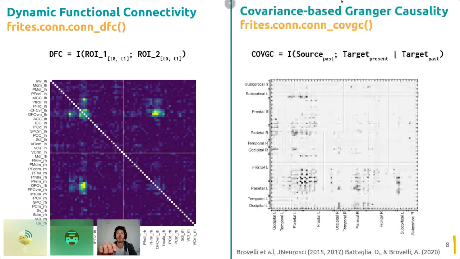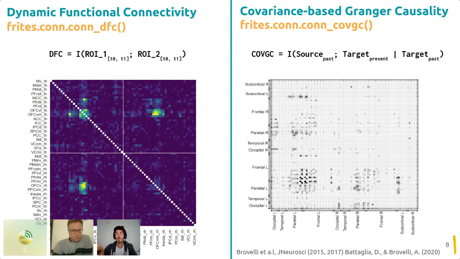We also started to include a measure of connectivity that Andrea has been working on. It's called covariance-based Granger causality, where this time there is a notion of information flow and directionality, from one source in the past that causes an influence on a target in the present. You know that by conditioning on the past of the target, to be sure that it is not the past of the target that is modulating the present. That's why you have a directed, non-symmetric connectivity array.